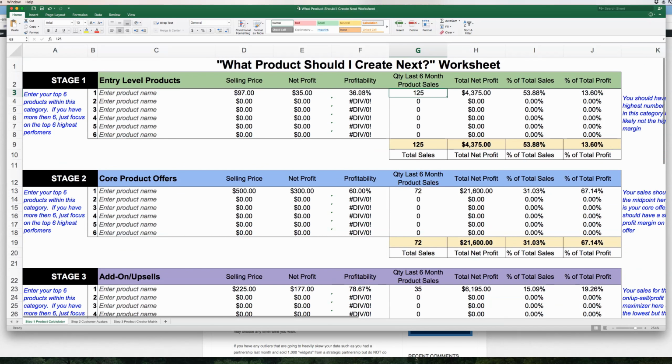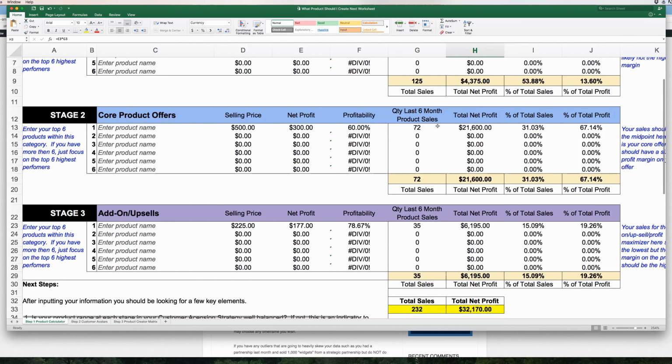So if you look at this example, we had a selling price of $97, a net profit of $35, it gives us a profitability of about 36%, and we sold 125 units of that over the last 6 months. That gives me a net profit in my stage 1 of entry-level products. It gives me a total net profit of $4,375. Stage 2, same thing. Input the same information for your stage 2 and stage 3 products.